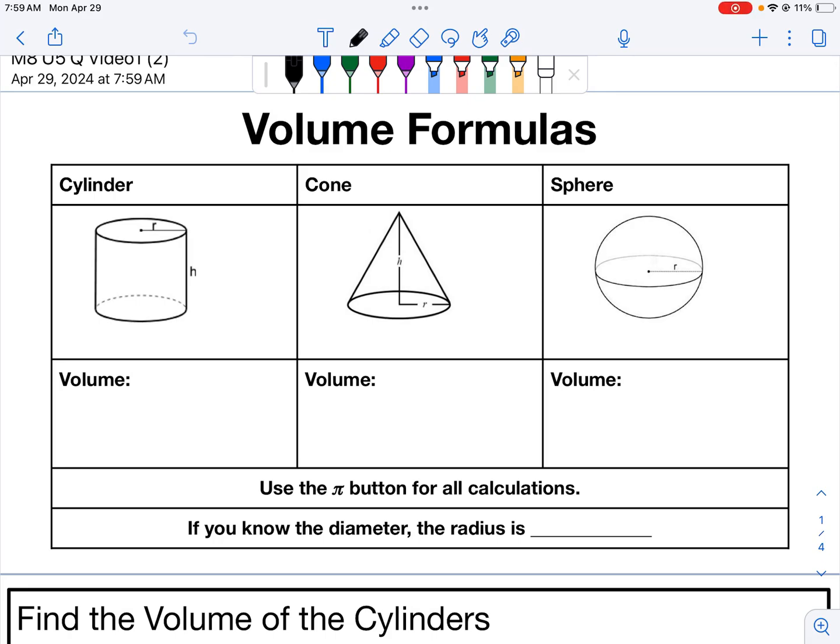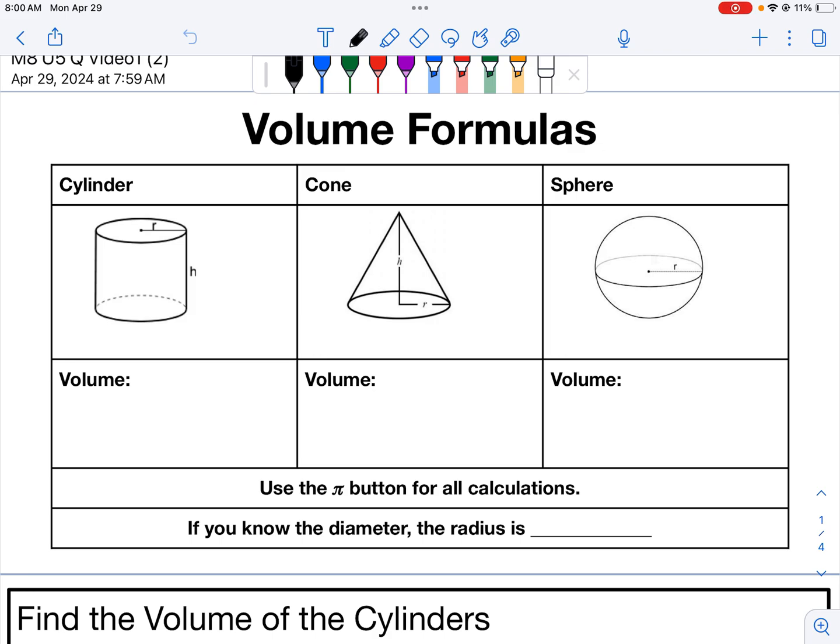Alrighty, welcome to this video on volume. We're going to think about how to calculate volumes of three shapes here in the 8th grade: cylinders, cones, and spheres. In previous grade levels, you've looked at different kinds of prisms and pyramids. So these are the three shapes we're going to look at.